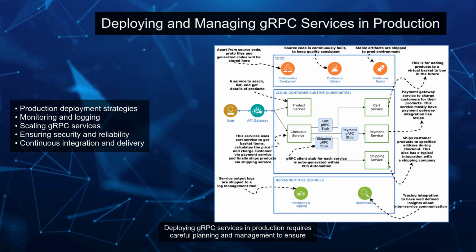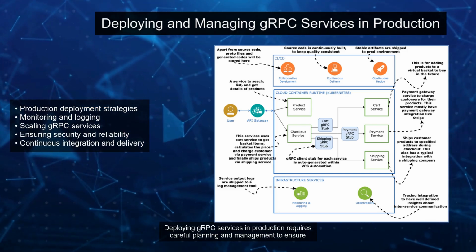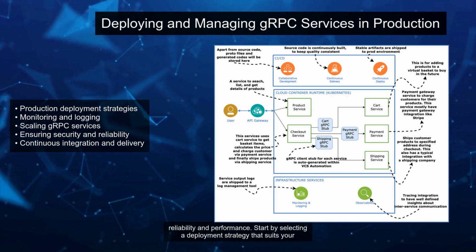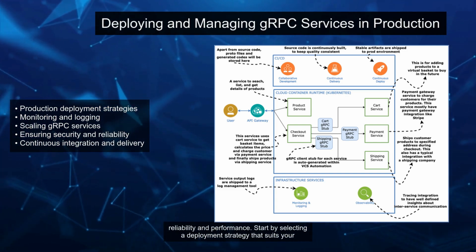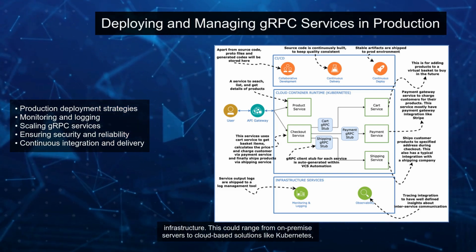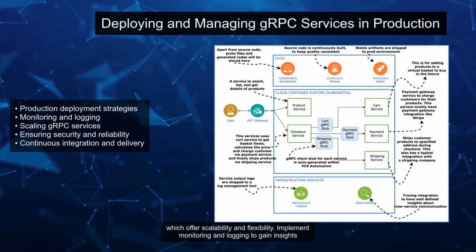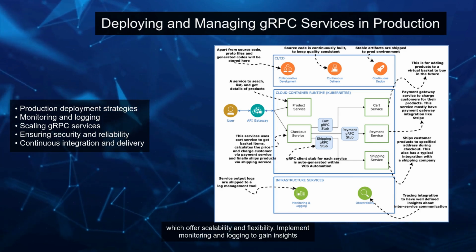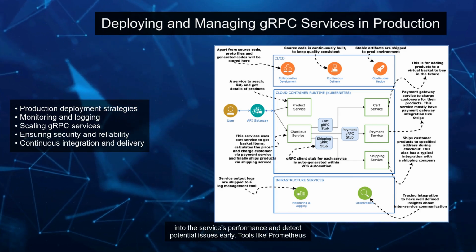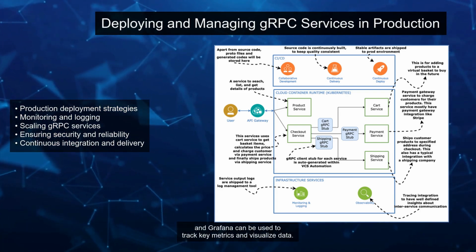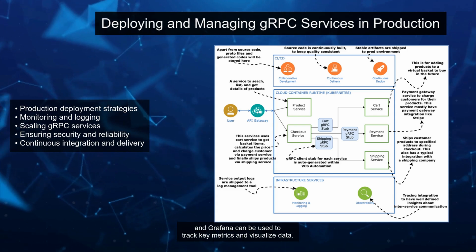model-serving solutions. Deploying gRPC services in production requires careful planning and management to ensure reliability and performance. Start by selecting a deployment strategy that suits your infrastructure. This could range from on-premise servers to cloud-based solutions like Kubernetes, which offer scalability and flexibility. Implement monitoring and logging to gain insights into the service's performance and detect potential issues early. Tools like Prometheus and Grafana can be used to track key metrics and visualize data.